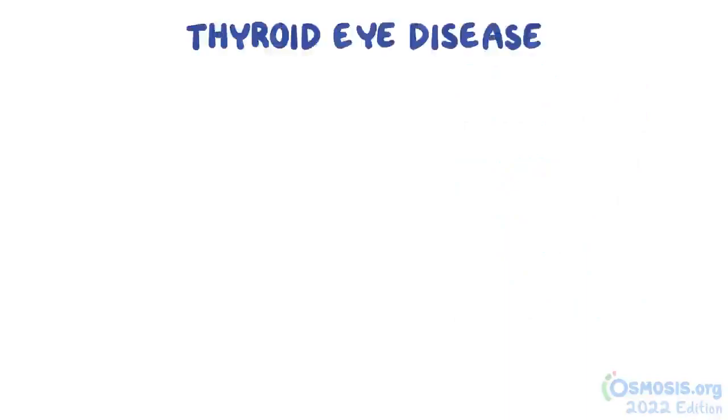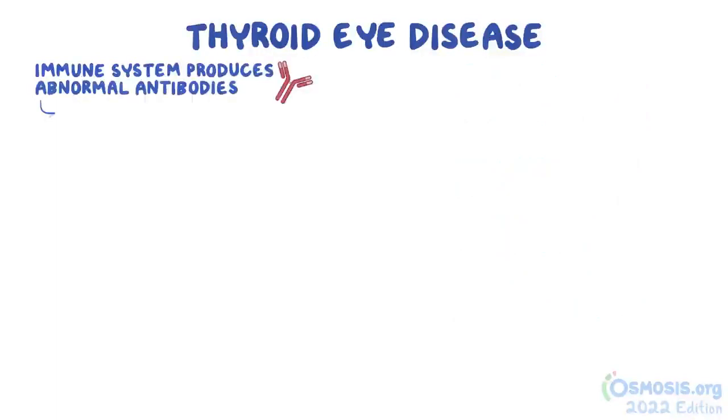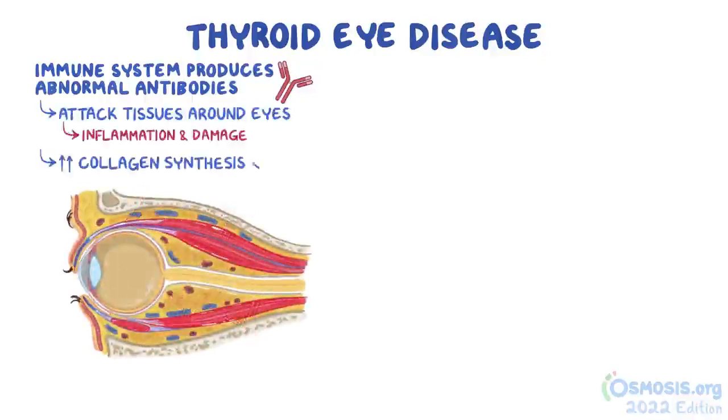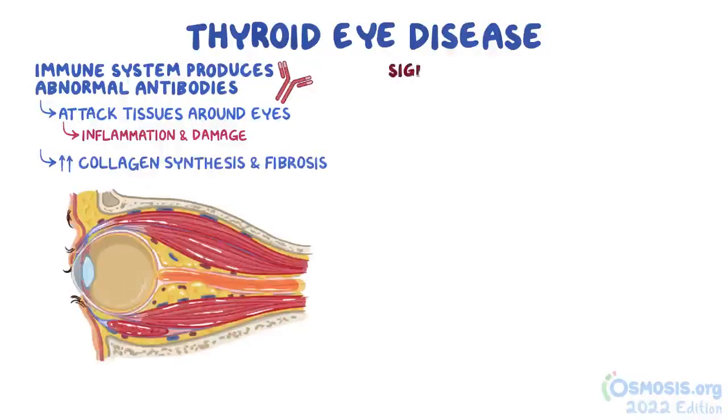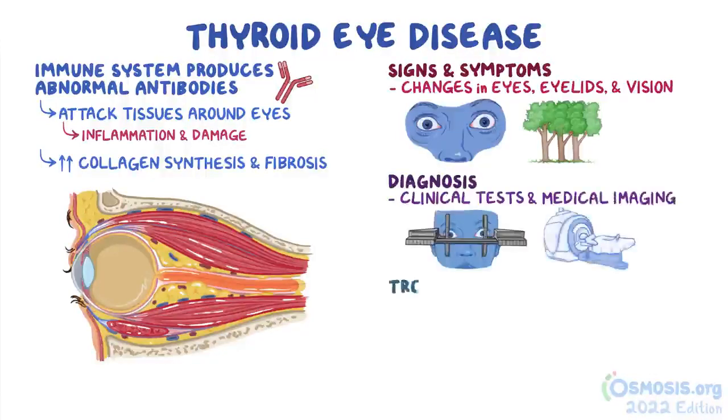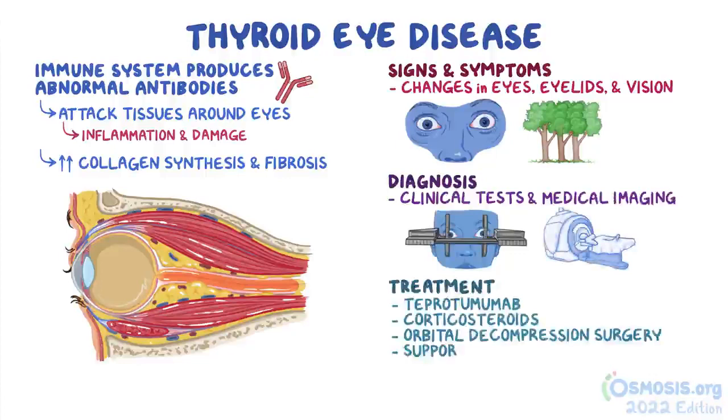As a quick recap, thyroid eye disease is a rare autoimmune disease in which the immune system produces abnormal antibodies that cause the immune system to attack the tissues around the eyes, causing inflammation and damage. They also increase collagen synthesis and fibrosis around the eyes. Signs and symptoms include changes in the eyes, eyelids, and vision. Diagnosis is made with clinical tests and medical imaging. Treatments include teprotumumab, corticosteroids, orbital decompression surgery, and supportive care.